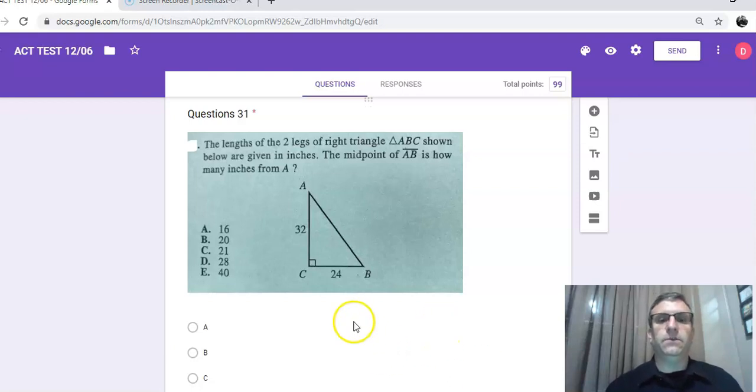All right, the length of the 2 legs of a right triangle. This is going to be, again, a squared plus b squared equals c squared. But pay very close attention to the midpoint.